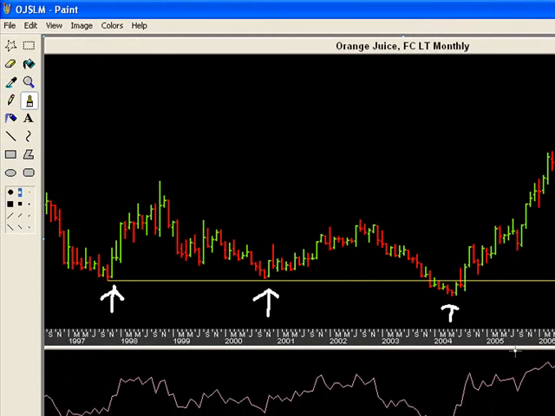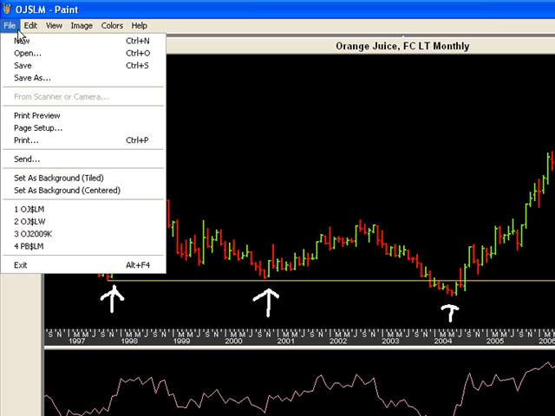Now, obviously, you use a shorter time frame like a daily chart for your signal. But knowing beforehand that the market could trade down to as low as around 63 cents, that's a support area, could be very helpful if you're trading orange juice or interested in getting involved.